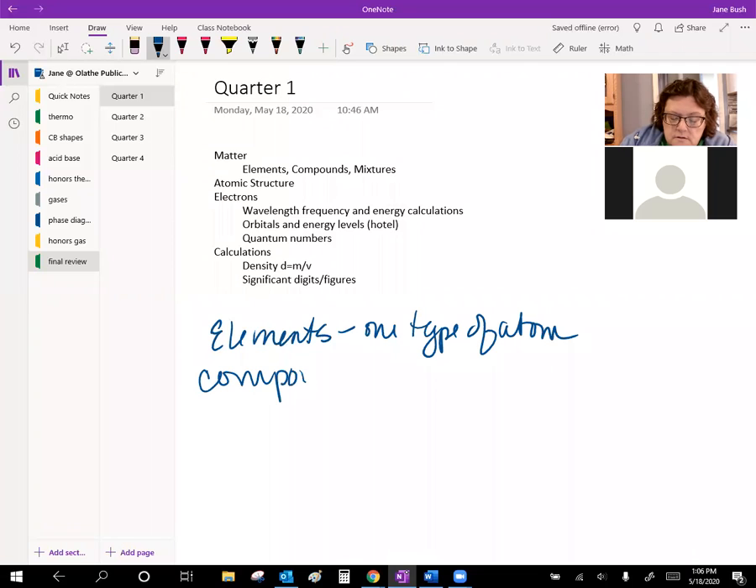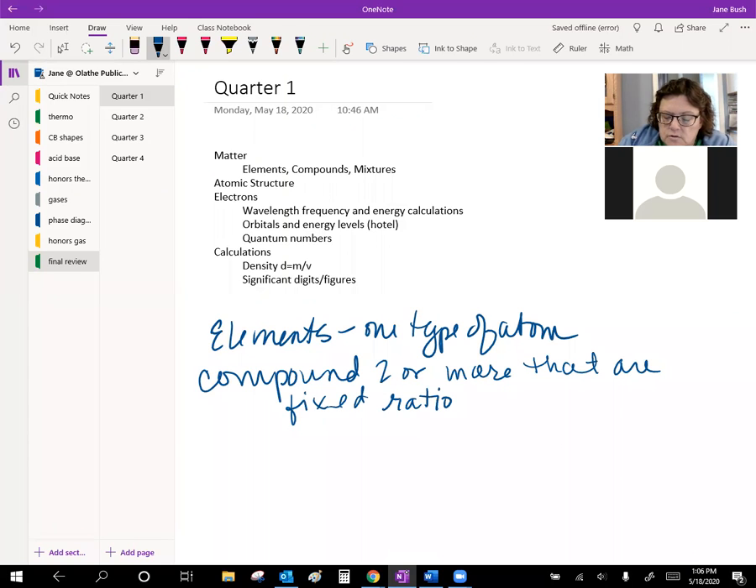Compounds are two or more elements that are in a fixed ratio. So the ratio is always the same. That's why we can use that little percent to mass, mass to mole, divide by small, multiply to whole when we do the empirical formulas, because that percentage is always fixed for a compound.